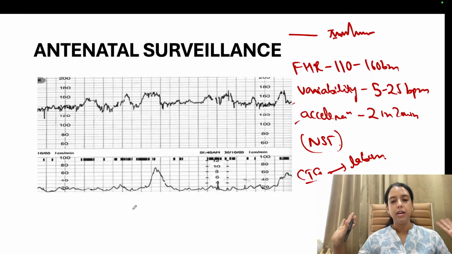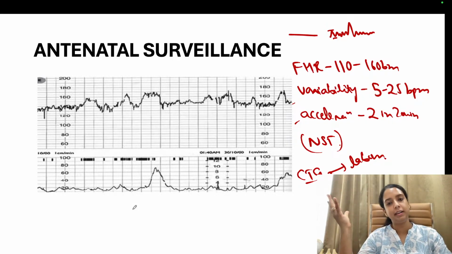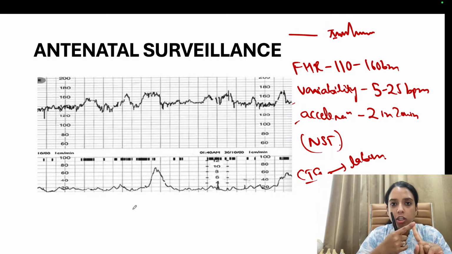She is not in labor. I am only checking how good the fetal heart is by seeing the acceleration, by seeing the variability, by seeing the rate. As soon as you add contraction, as you enter the uterine contractions and see the change in the heart with contraction, that is CTG.